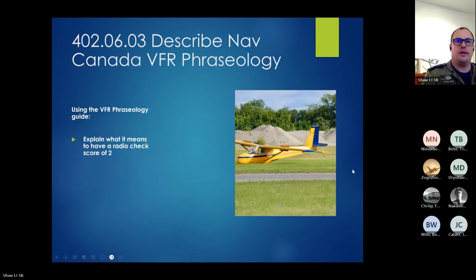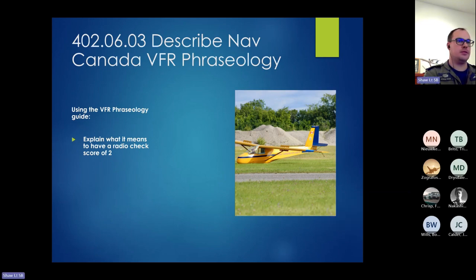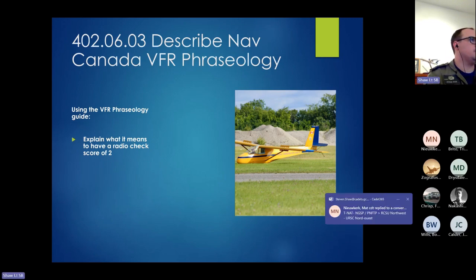All right, next question. Explain what it means to have a radio check score of 2. Let's find that section, radio check. Yeah, you bet. So it says readable now and then. So readability 2 is, they might ask you to verify. Oftentimes you'll hear people say 2 by 2 or 2 by 5.